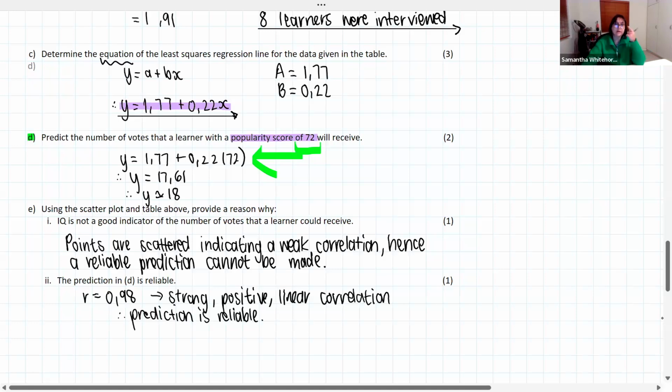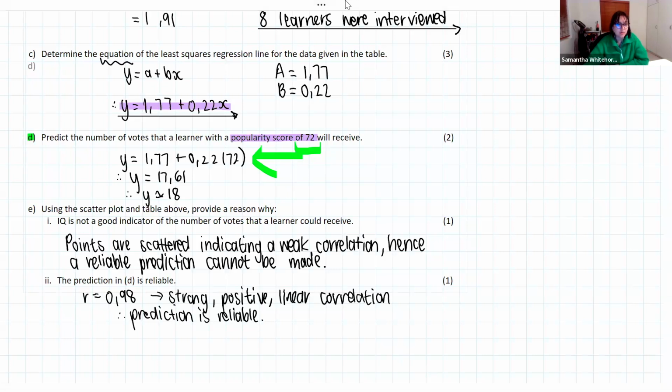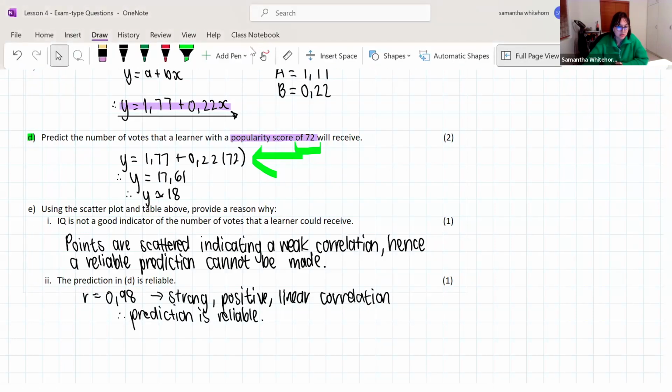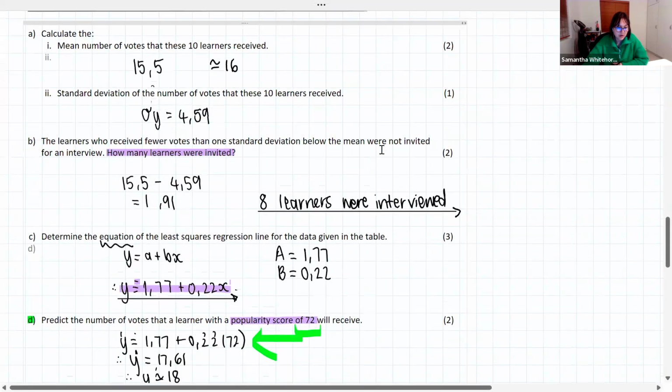Right, so just always bear in mind what it is you're looking at. Scatter plot, how close together or how scattered your points are, tells you about their correlation. If you look at your least squares regression line, determining the value of the correlation coefficient R tells you about your correlation, because it's a correlation coefficient.